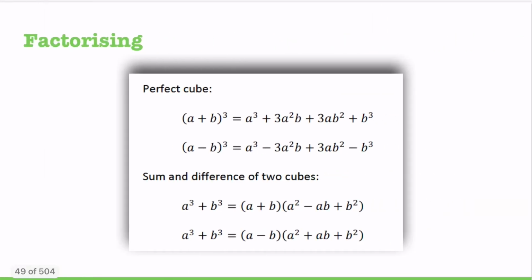Hello everyone, we are going to now complete exercises 4C and 4D, which is all about cubic functions. The first thing we're going to look at is factorizing cubic functions.